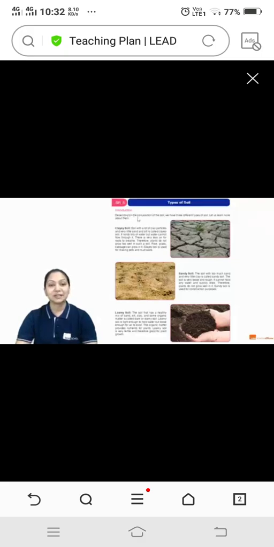Introduction. Depending on the composition of the soil, we have 3 different types of soil. Let us learn more about them. So the 3 different types of soil are clay soil, sandy soil and loamy soil. Now, first we'll read about clay soil. Soil with a lot of clay particles and very little sand and silt is called clay soil.